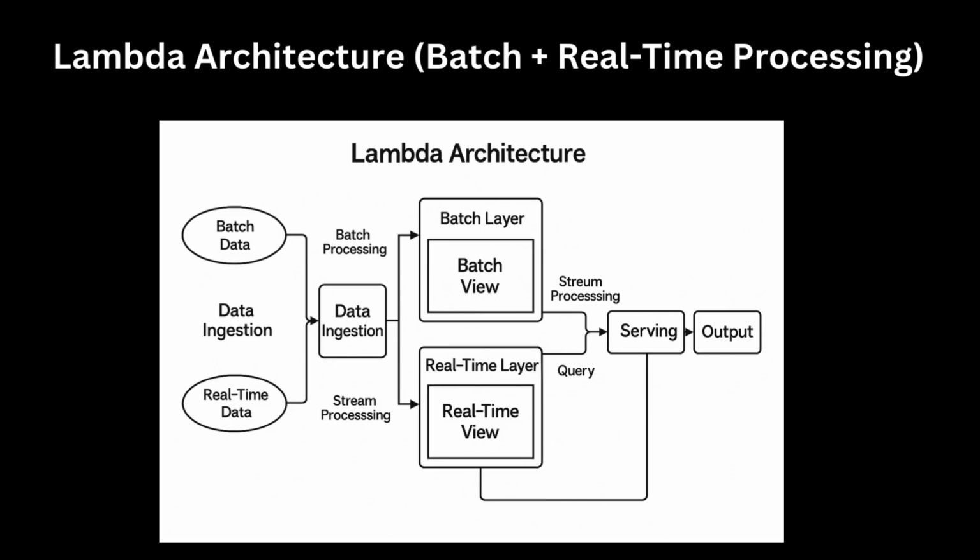2. Speed layer, hot path. Purpose: handles real-time data streams for low-latency insights. Characteristics: low latency, milliseconds to seconds. Uses stream processing engines, like Apache Storm, Flink, Kafka Streams. Produces real-time views, approximate but fast. Example, fraud detection, live dashboards, alerts.